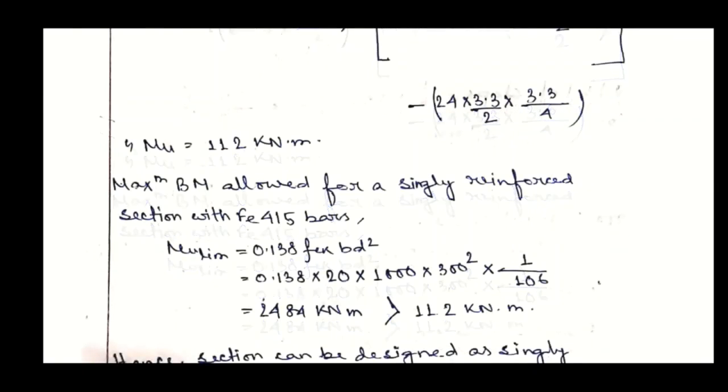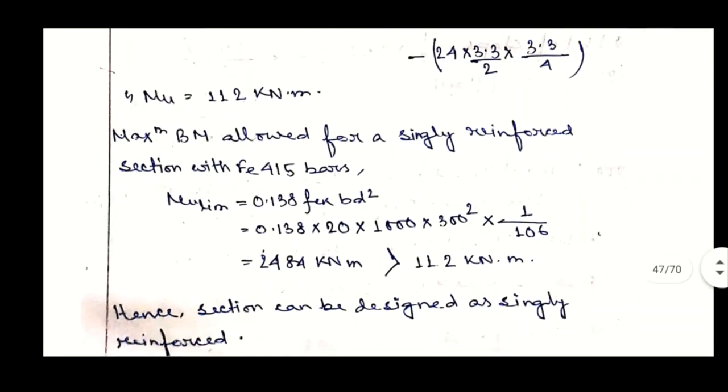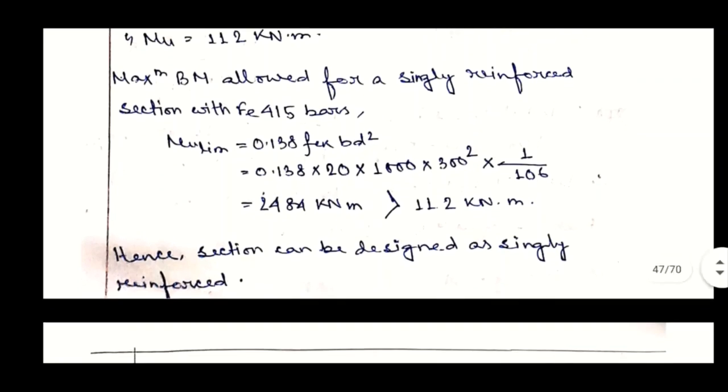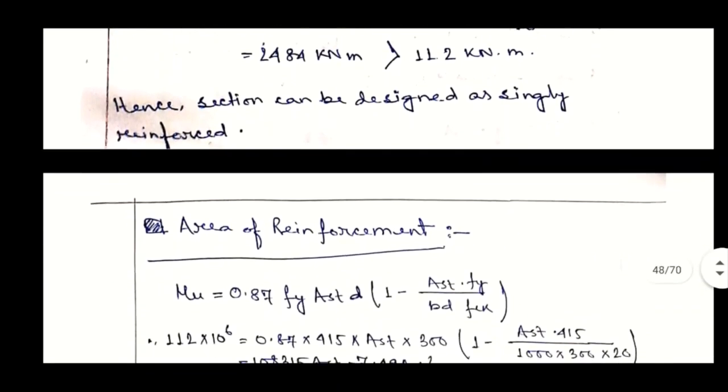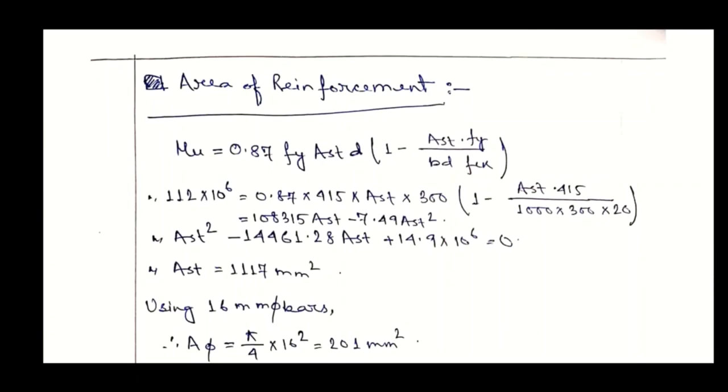Okay, so you can see here the value of Mu limit is greater than the moment that comes in the section. Hence this section can be designed as a single reinforced section. Okay, now next step is area of reinforcement.